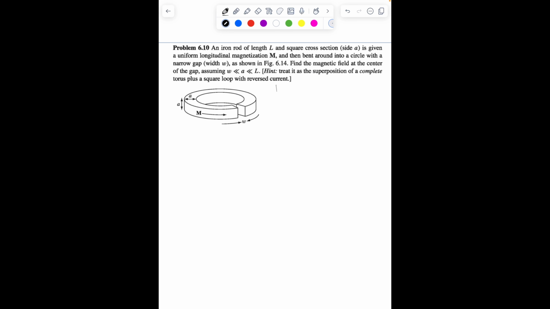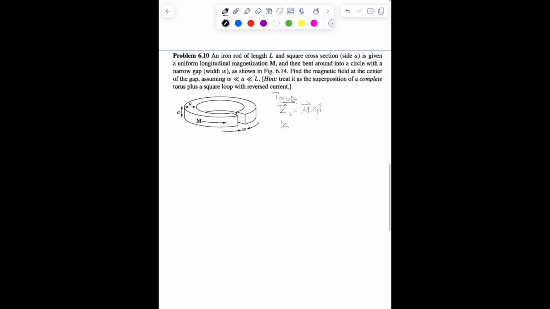So for the first section, the torus section, we are going to imagine that this gap didn't exist. We're going to be dealing with bound currents. So we have the equation K bound equals the magnetization times the n hat vector. But since M is longitudinal and n is normal, they're perpendicular to each other. So from the cross product, you just get the magnitude of M.